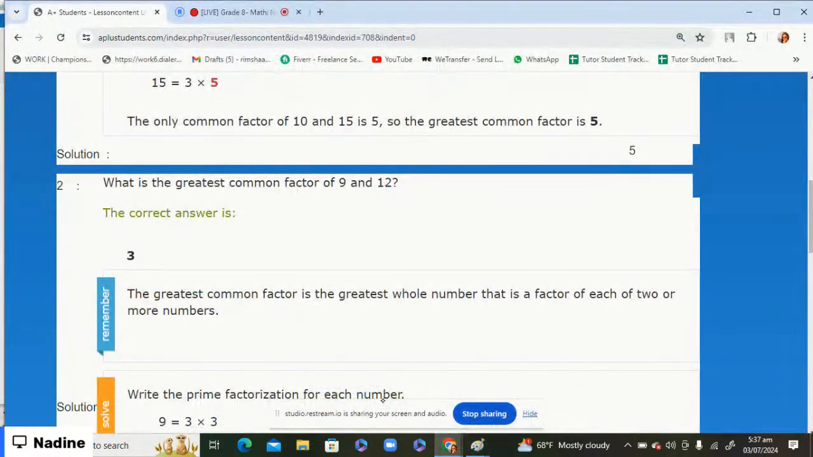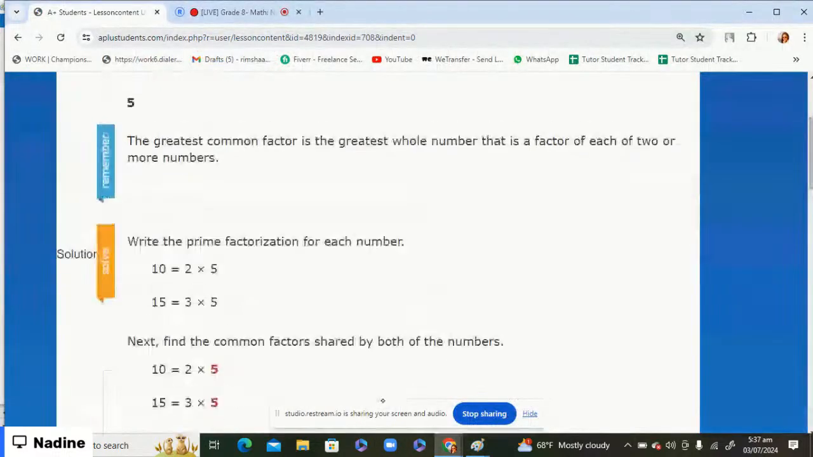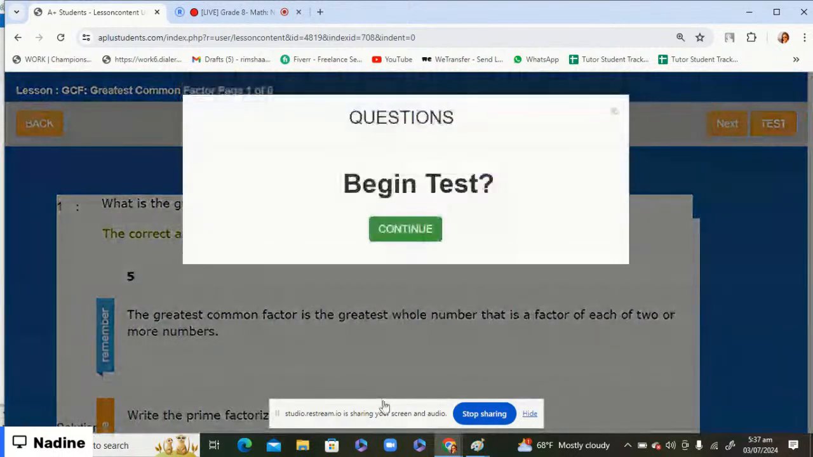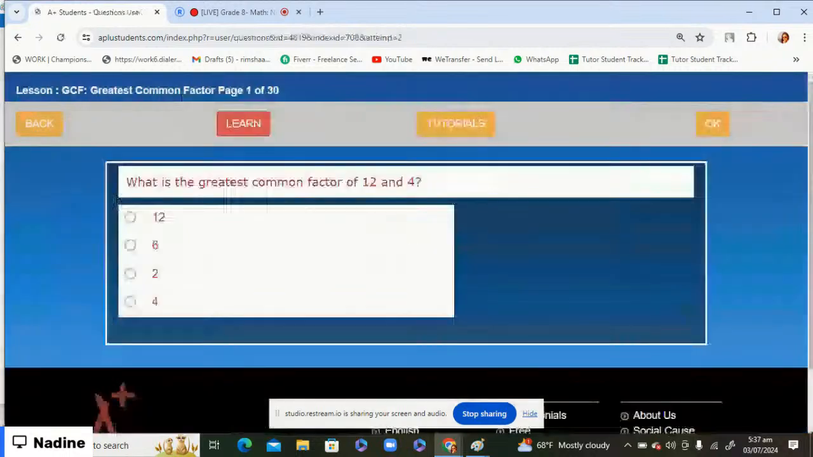Okay. Now let's do the test questions. What is the greatest common factor of 12 and 4? Let's check.